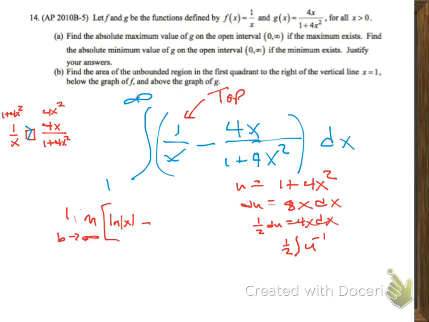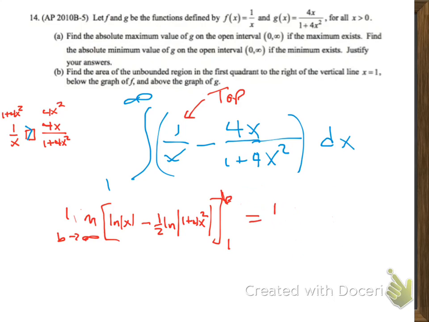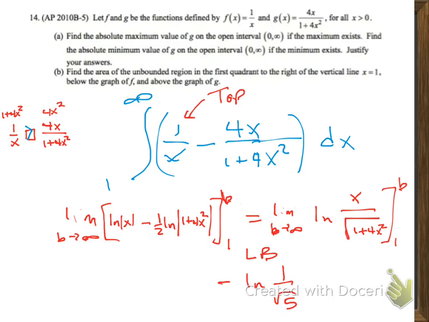Little subby sub. And I got u to the negative 1. And so I know that's 1 over u, and that's the log of u. So 1/2 natural log of u. Put u in. And you come in and you do the limit to infinity, but you don't put infinity as the upper bound. You put b. I needed some room, so I did. Awesome. So lower bound, awesome. You can put in 1 and get 1 over the square root of 5, no problem.